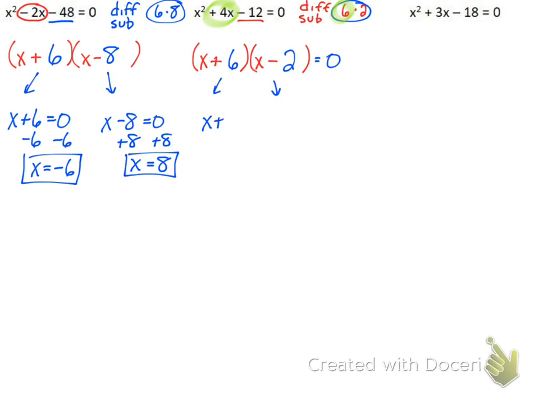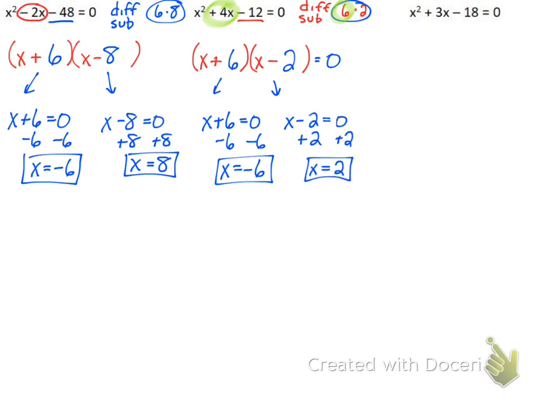So I get x plus 6 is equal to 0, and x minus 2 is equal to 0. So I get, subtract the 6, x is equal to -6, add the 2, x is equal to 2. And the last one here, again, C value is negative, so that means different signs and subtract. Plus and a minus sign.